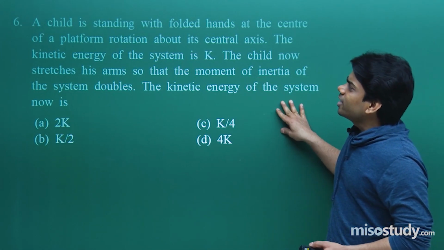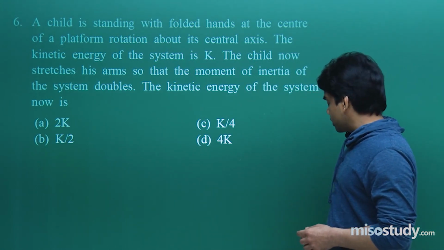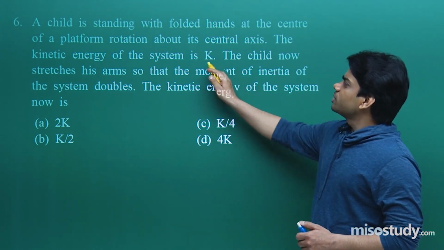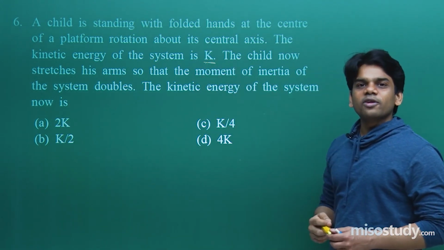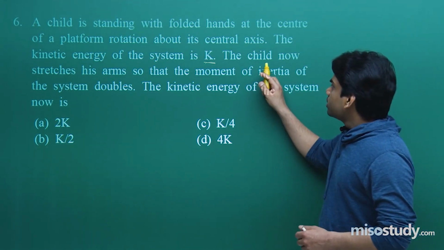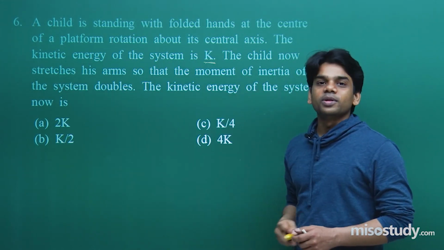A child is standing with folded hands at the center of a platform, rotating about its central axis. The kinetic energy of the system is K. You can see that the child and platform, which are rotating together, have the kinetic energy given as K. The child now stretches his arm so that the moment of inertia of the system doubles.